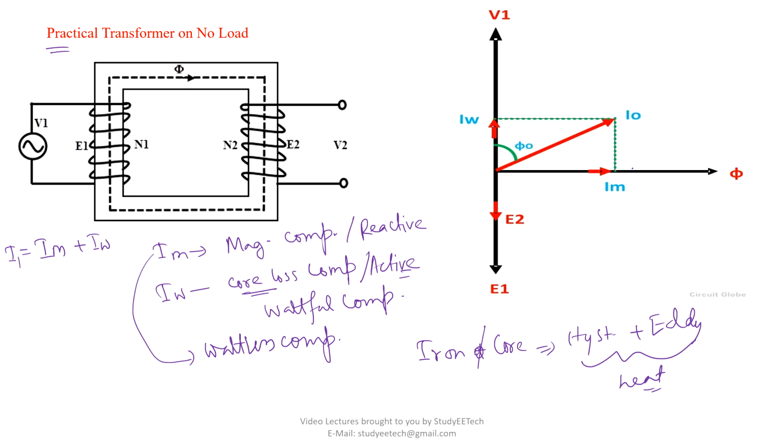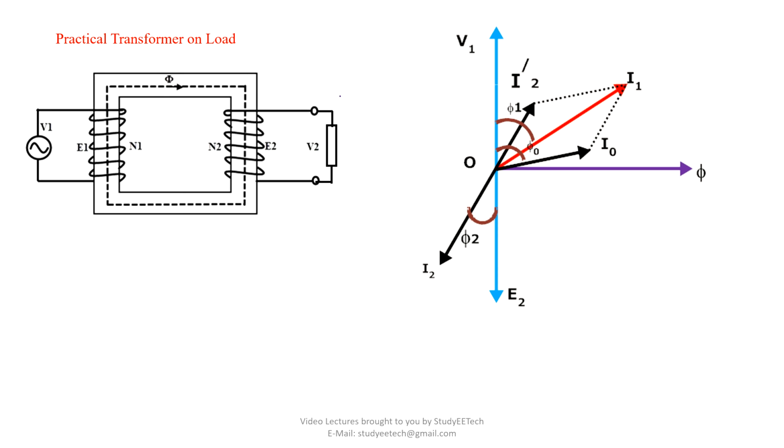This IW plus IM will make the current IO, and that is the no load current. So right now the transformer is drawing only the no load current. Okay, now what we will do, we will connect some load. Let us do that. Now we have connected some load.